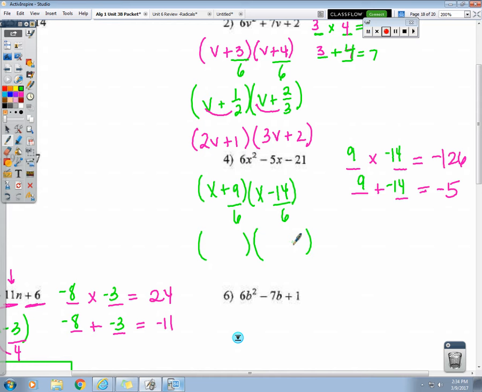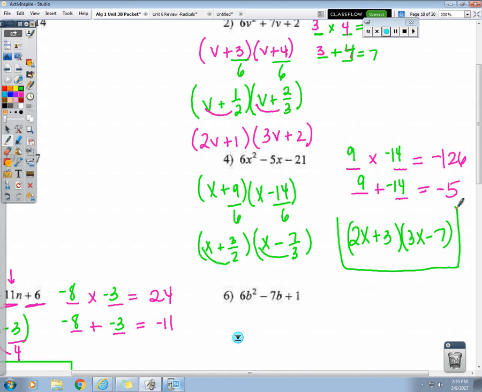What does 9 over 6 reduce to? 3 over 2. And what does 14 over 6 reduce to? Right. And since they're both still fractions, this is where you kick the denominator out to the front. And then look, 2x times 3x is 6x squared. 3 times negative 7 is negative 21. Negative 14x and 9x combine to a negative 5x.